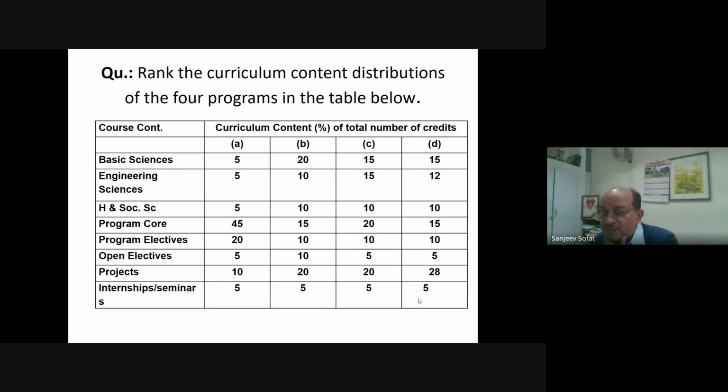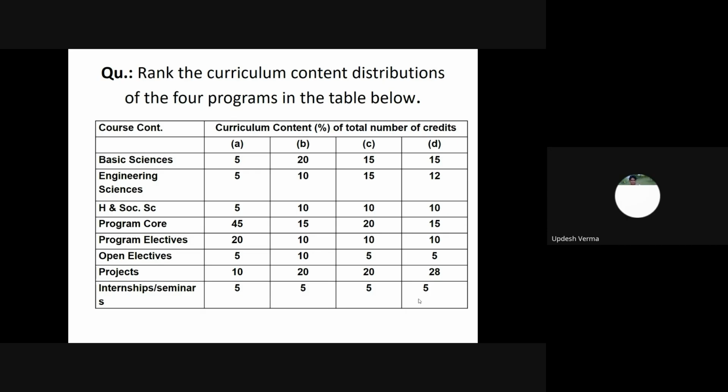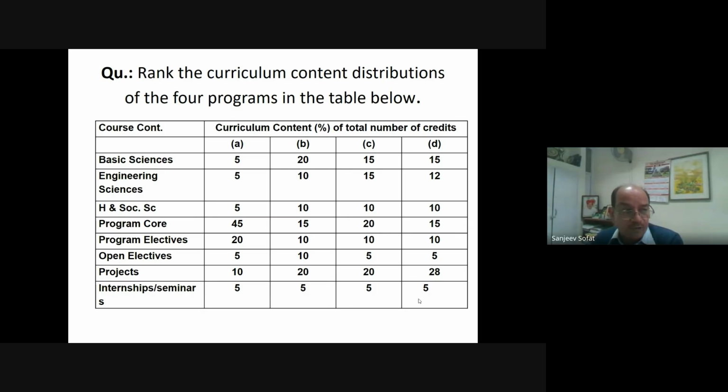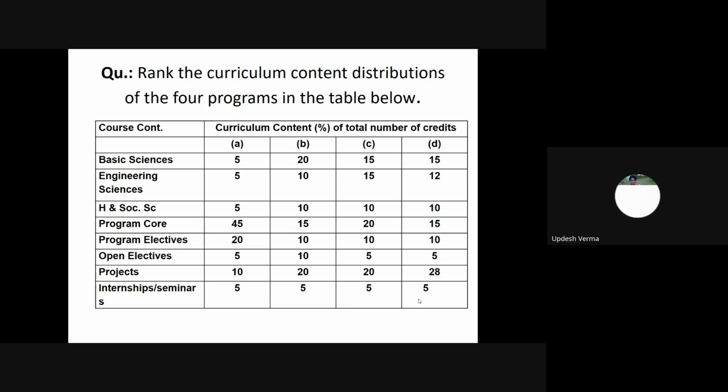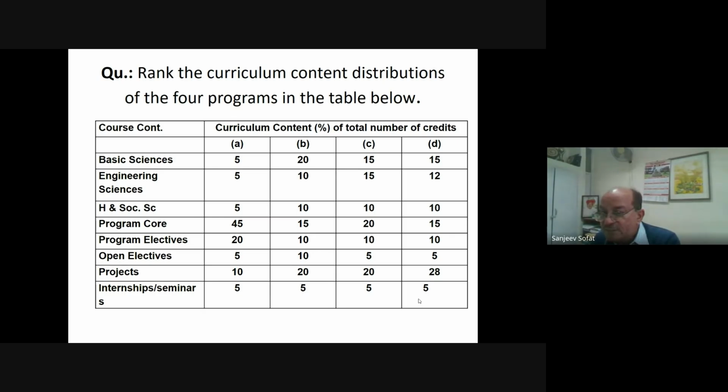Updesh says it's B, which is balanced. Why does he feel this is the balanced one? Because in option B there is a lot of space for projects and open electives. Okay, there is a lot of space for open electives. That's why you say it's a balanced curriculum. That's good. Thank you, Updesh. Then Ashwini says, no, Ashwini didn't say anything.